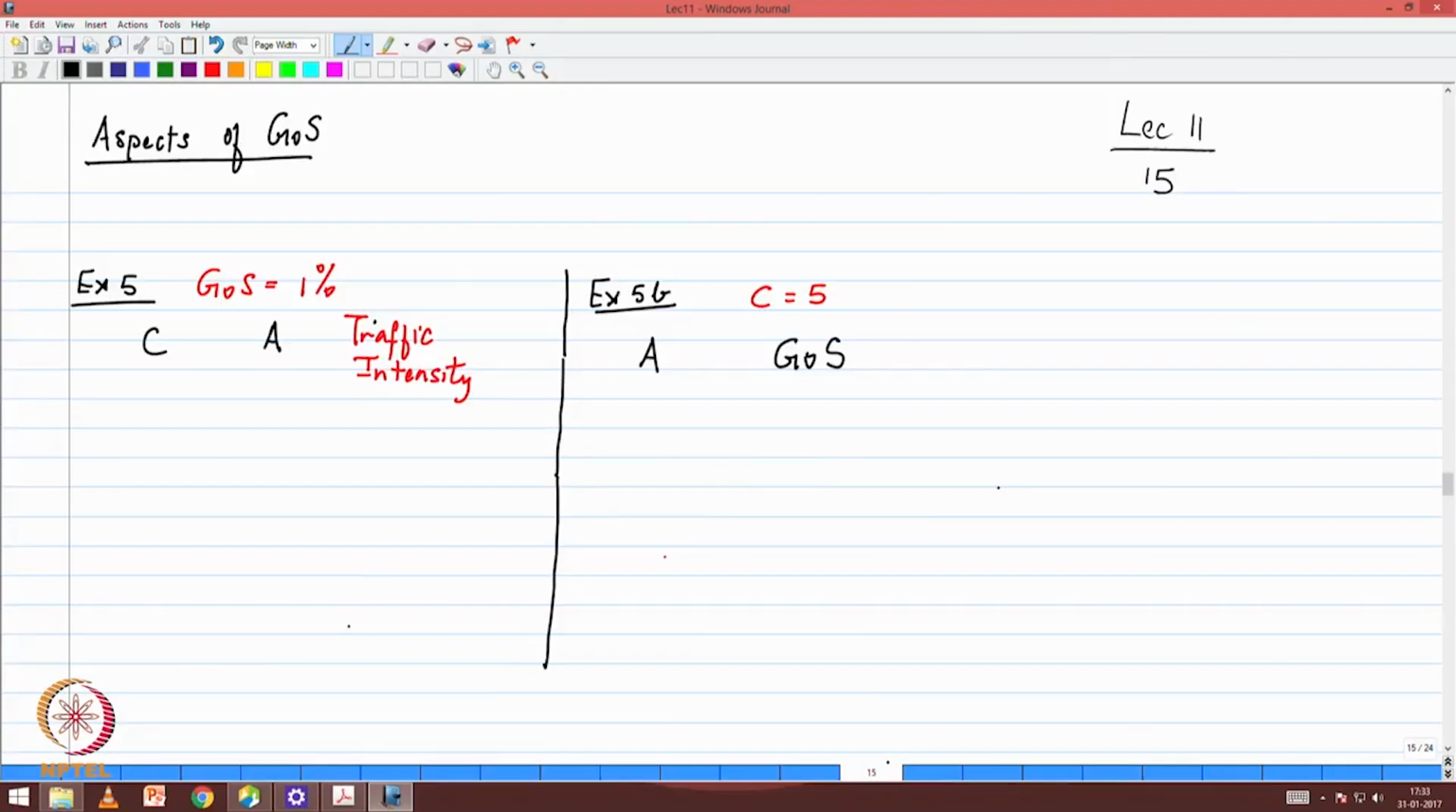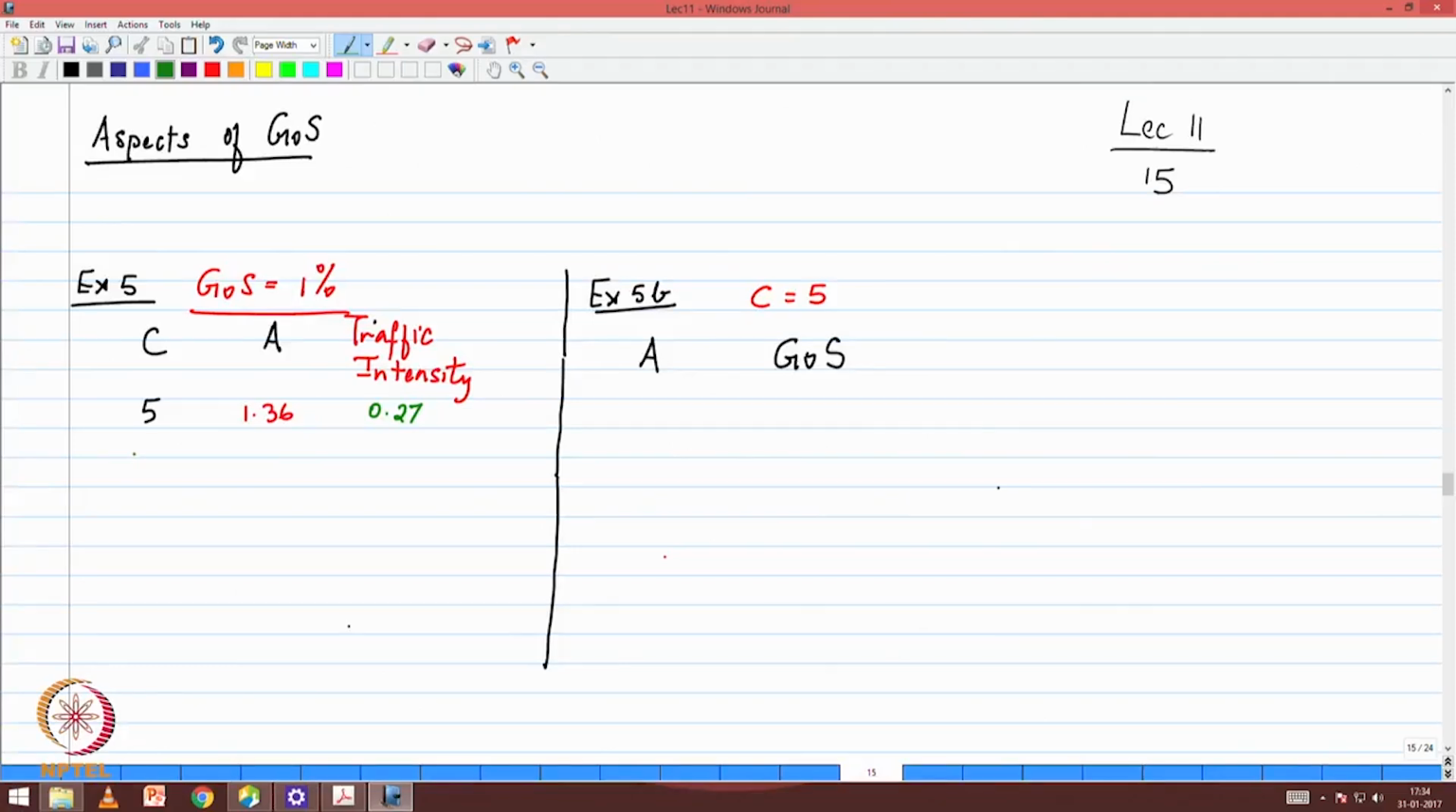Now here come the variations of this particular example, which are very, very helpful for us. So we have the reference point. If I have 5 channels and a traffic of 1.36, I will get a grade of service or blocking probability of 1%. And this corresponds to a traffic intensity. Traffic intensity would be A by C, A by C of 0.27. Okay, that's the traffic intensity that I have.